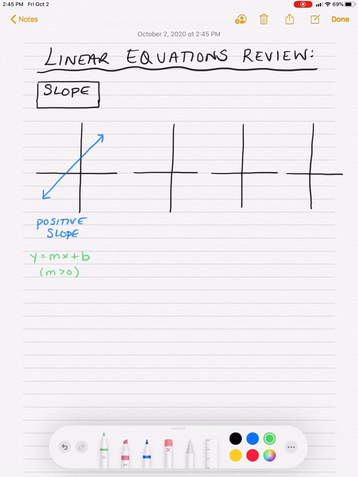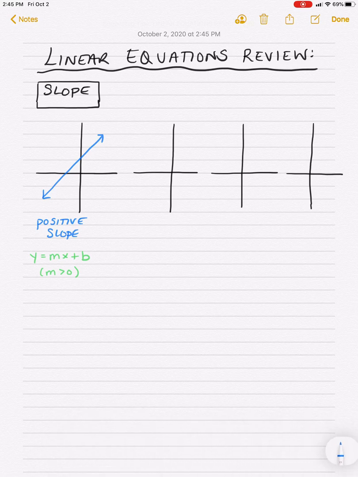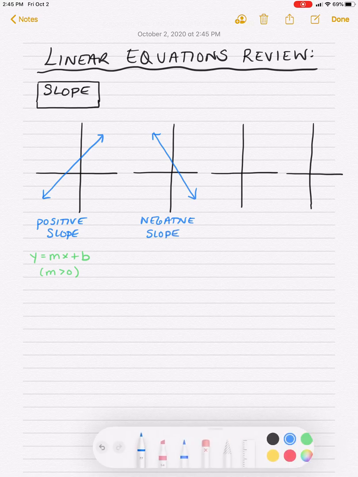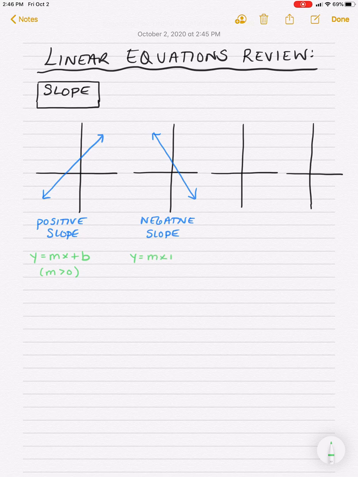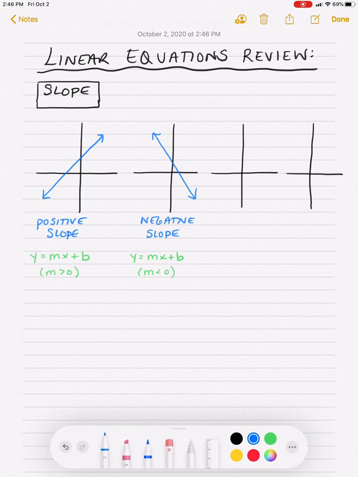And so the next kind of line that we can have is a negative slope. And lines with negative slope are going to fall to the right. So this is going to be a negative slope. And again, we still have this diagonal line, so we can still express this line in the form y equals mx plus b, where of course our m is going to be less than 0. There's still 2 more types of slope.